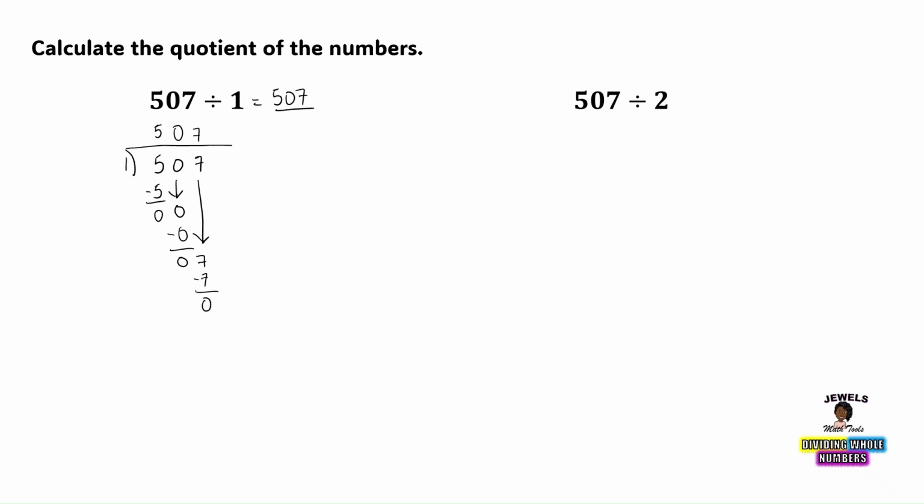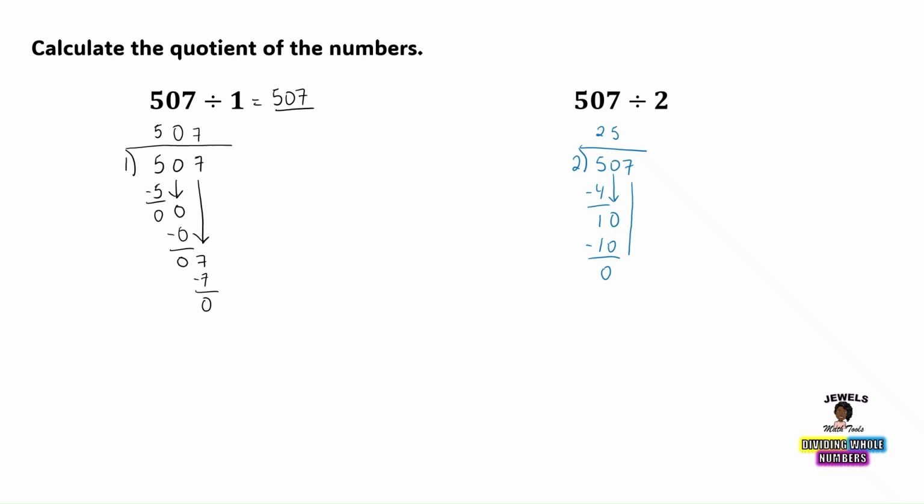So let's work out our second question. So we're dividing 2 into 507. 2 divides into 5 twice. 2 times 2 is equal to 4. 5 minus 4 gives us a difference of 1. We're going to bring down our 0, changing 1 into 10. 2 divides into 10 5 times. 5 times 2 is equal to 10. 10 minus 10 gives us a difference of 0.